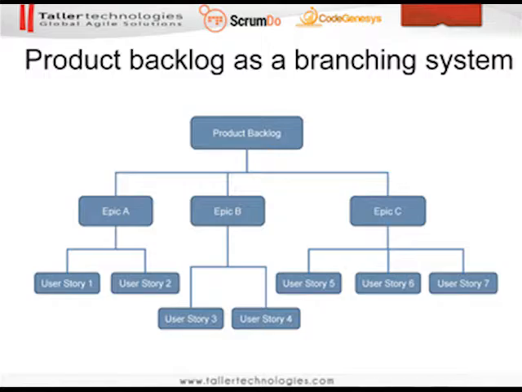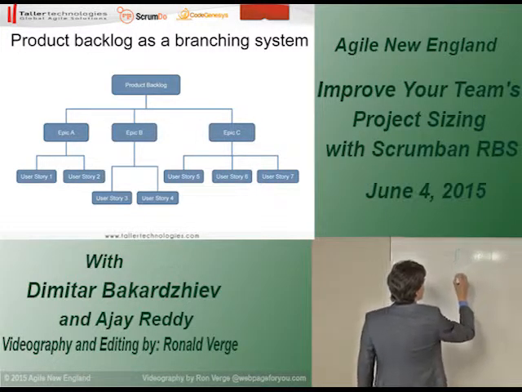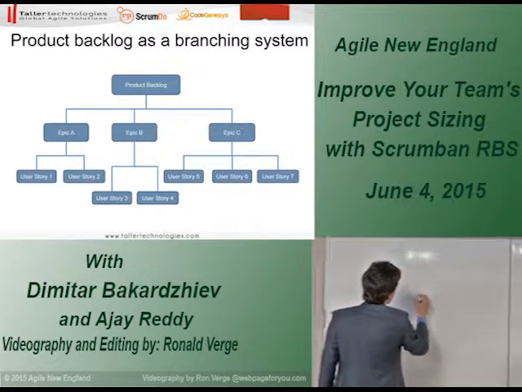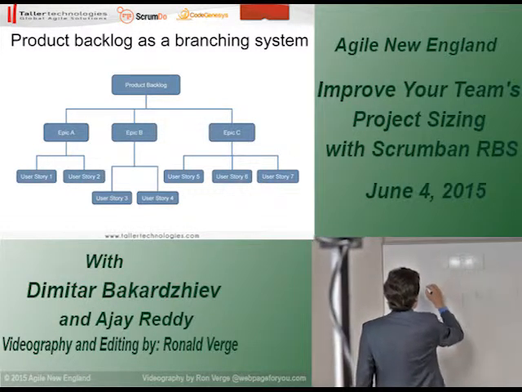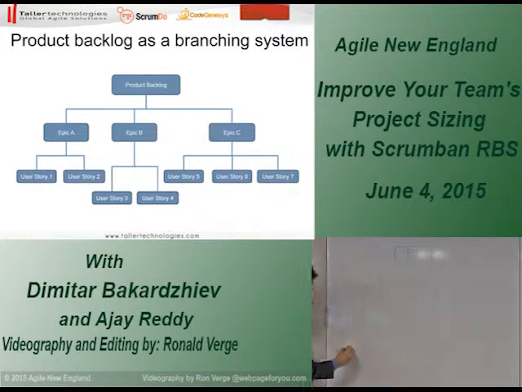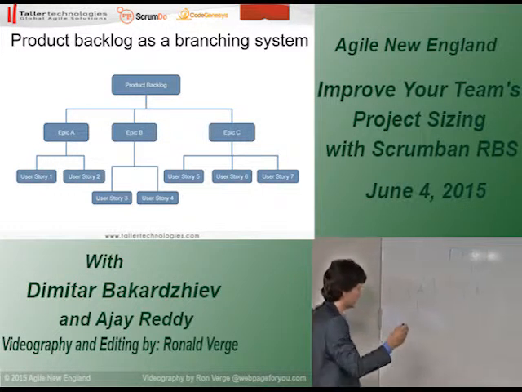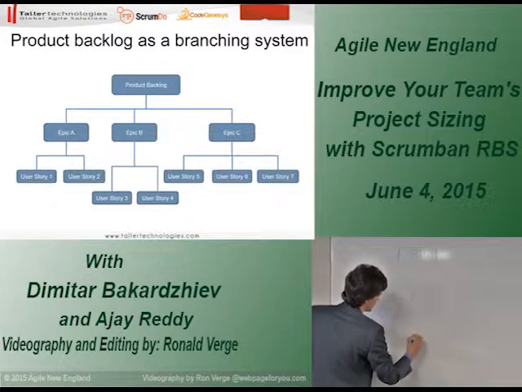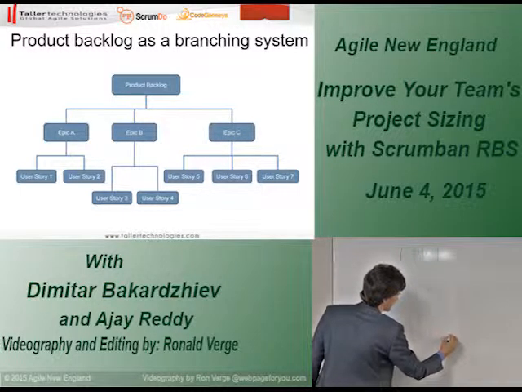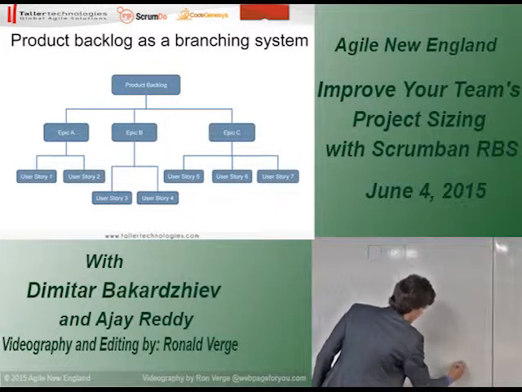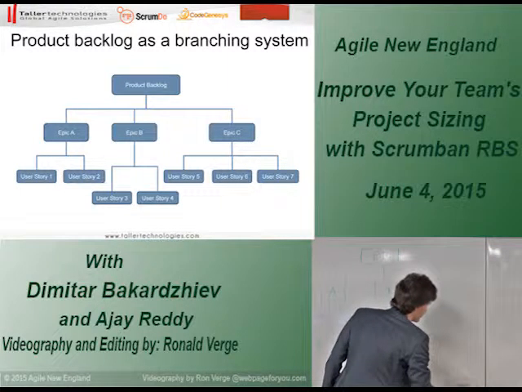For the application of randomized branch sampling, I should write this down. So we have a product backlog, and it splits into 3 epics: epic A, epic B, and epic C. Epic A splits into 2 user stories. Can you see from over there? I will just number them: 1 and 2. B splits into user stories 3 and 4. And C splits into 5, 6, and 7.